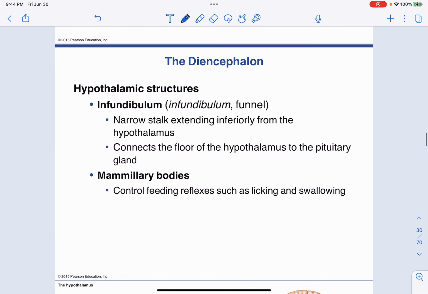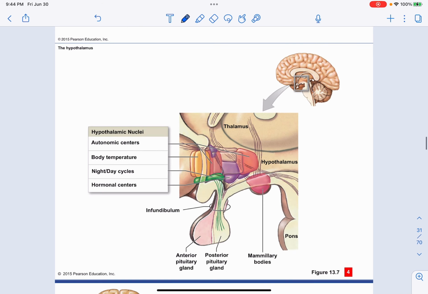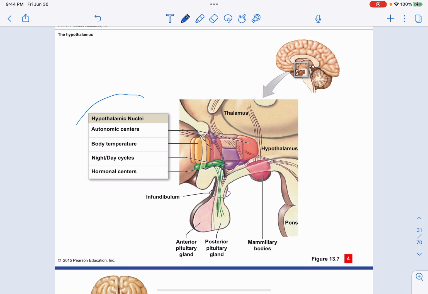This next slide talks about the infundibulum, which is what I talked about. I showed you that narrow stalk that leads from the hypothalamus down to the pituitary gland. And then we just went over the mammillary bodies, which control those feeding reflexes that all babies are born with. And this picture is showing you some of those functions that we just talked about. Here's the infundibulum, and then the pituitary gland is down here.